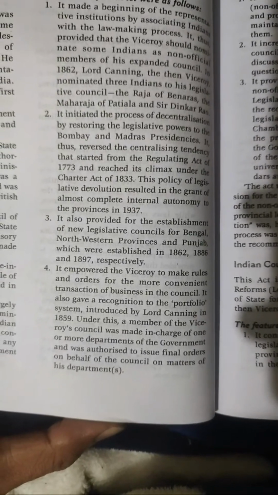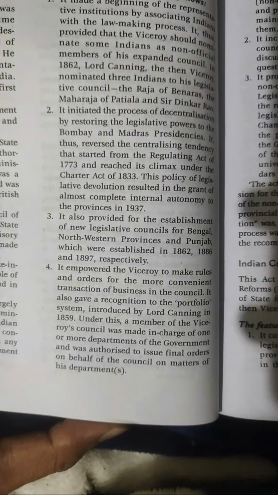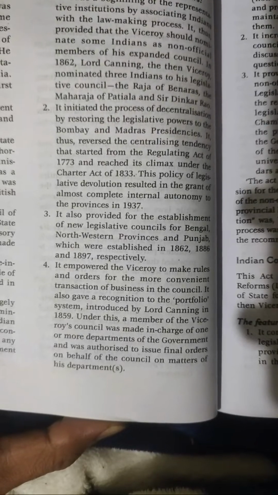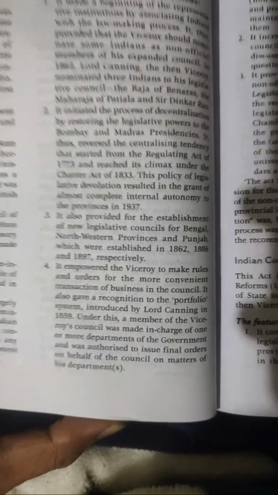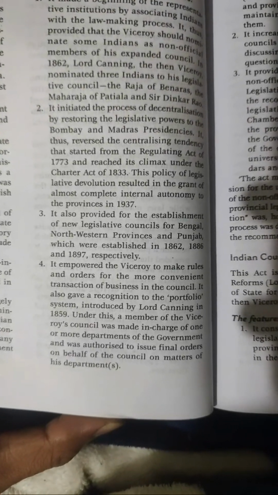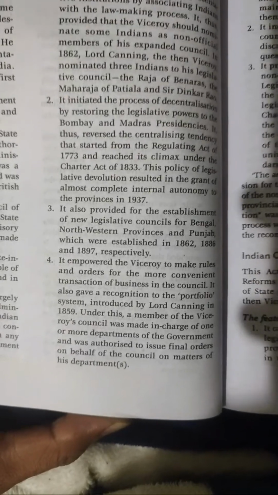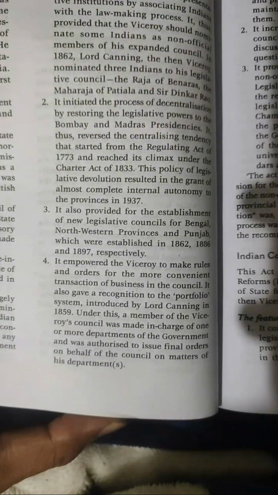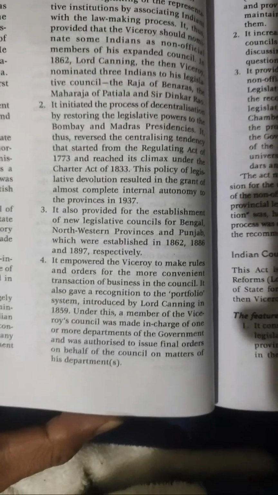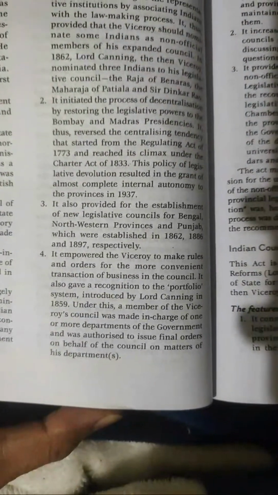It empowered the Viceroy to make rules and orders for the more convenient transaction of business in the council. It also gave recognition to the portfolio system introduced by Lord Canning in 1859. Under this, a member of the Viceroy's Council was made in charge of one or more departments of the government and was authorized to issue final orders on behalf of the council on matters of his department.